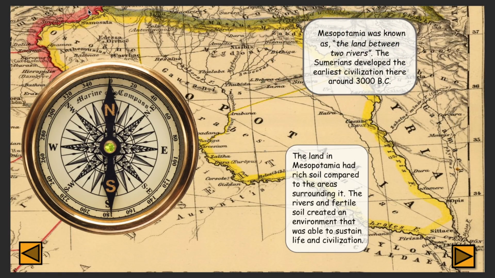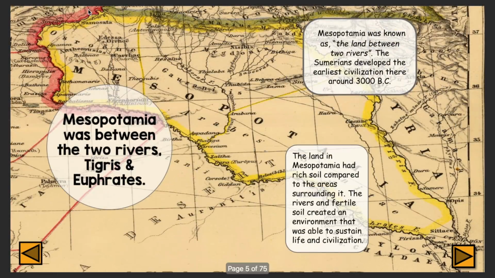They developed the civilization here because the land in Mesopotamia had rich soil compared to the areas surrounding it. With the two rivers, they were able to grow a lot in the soil because it had all of the nutrients and things that they needed there. And the two rivers that it's between is the Tigris River and the Euphrates River.